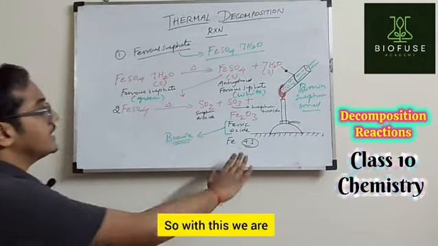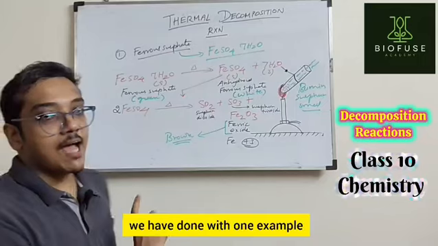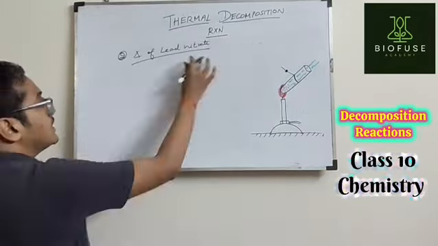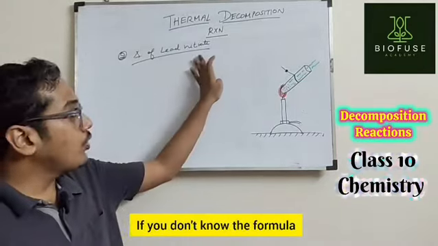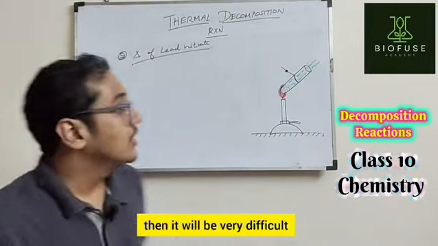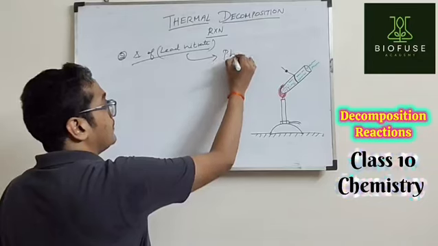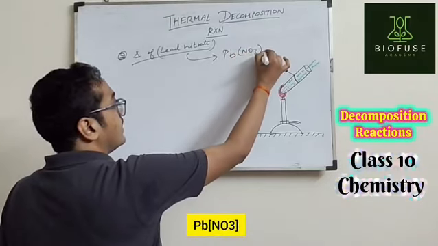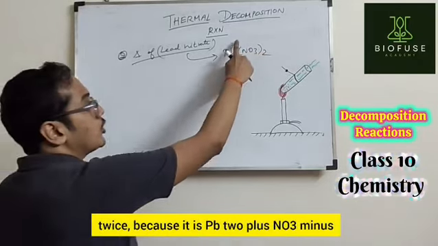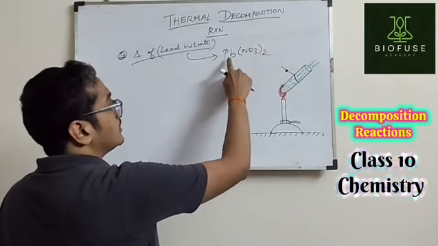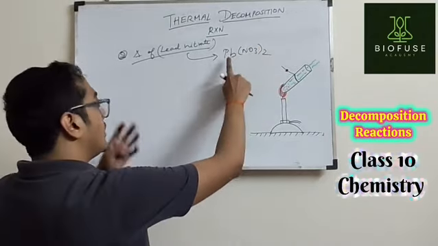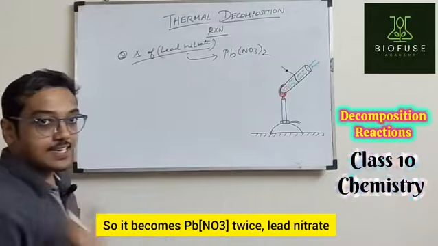Okay, so with this we are done with one example. Now let us move on to the second example. Understand the formula, guys. If you don't know the formula, then it will be very difficult. So what is the formula for lead nitrate? Pb(NO3)2, because it is Pb2+ and NO3-, so this 2 goes here. So it becomes Pb(NO3)2, lead nitrate.